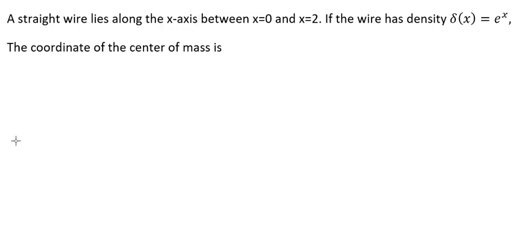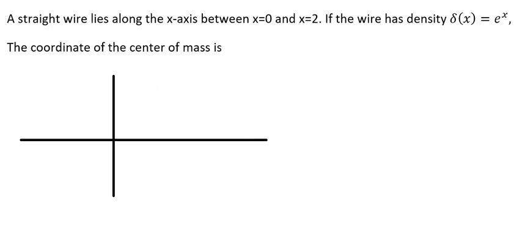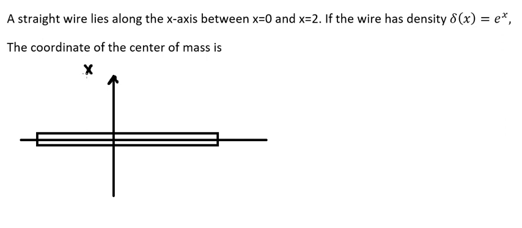So we need to draw the diagram here. So the x-axis is this one, and we have the wire here. The wire is between 0 and 2. So this is 0, this is 2. Now we need to find the center of mass between 0 and 2.